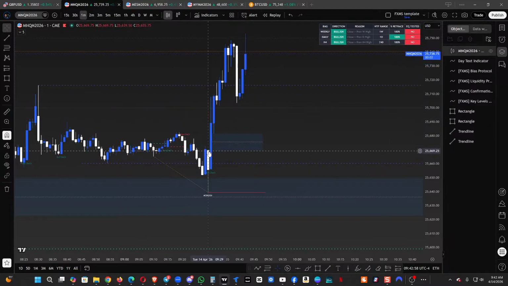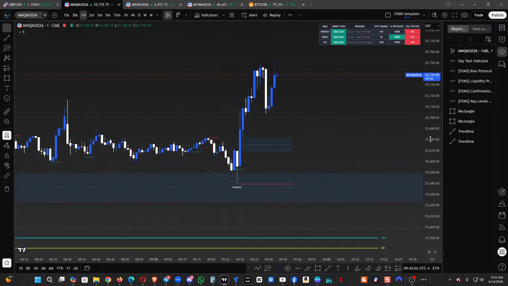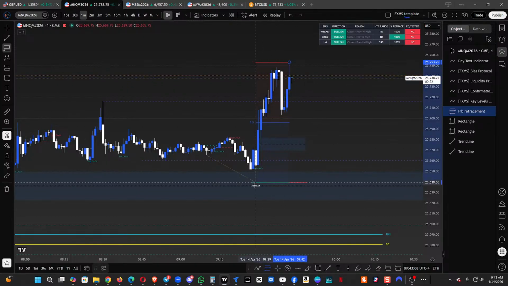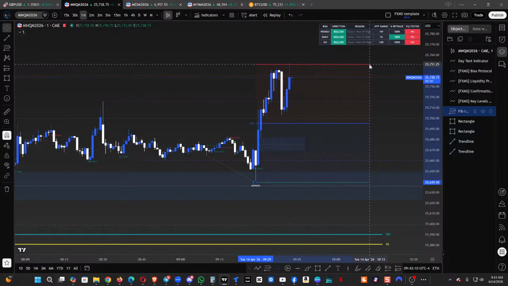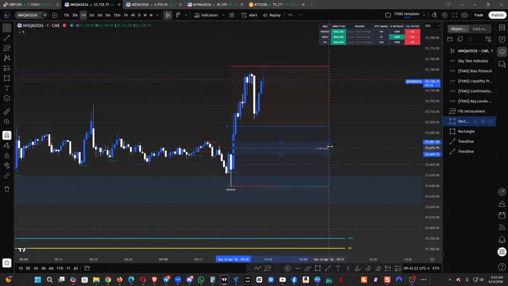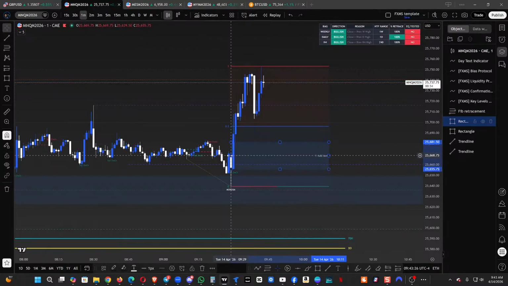So now all we're looking for is once we get that change of character and we see price has started to retrace, that becomes our range. Take this high, drag it down to this low, and this becomes our entry. So we want to see inside of our discount, we look for a point of interest. In this case, we've got our imbalance here, we've got our order block here. So either one of these two.